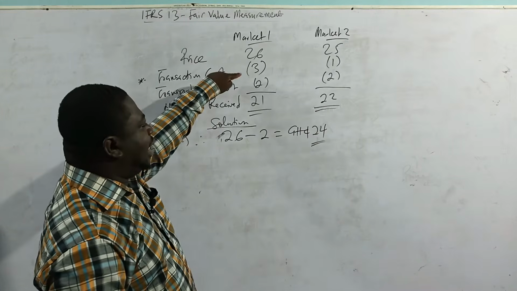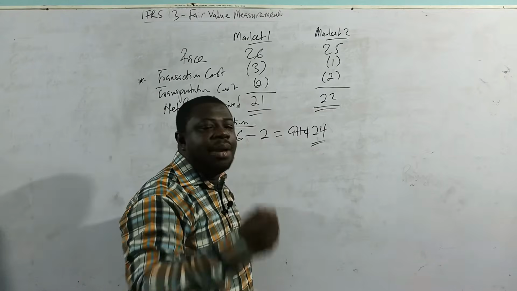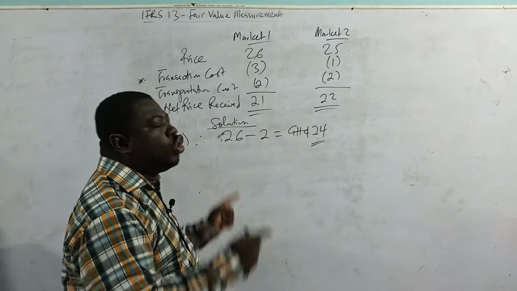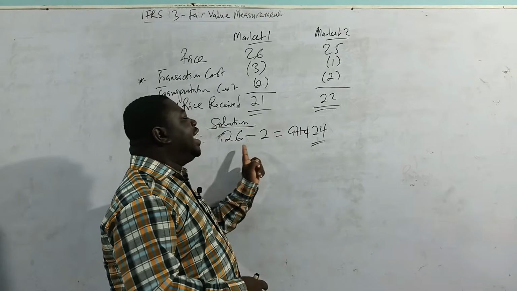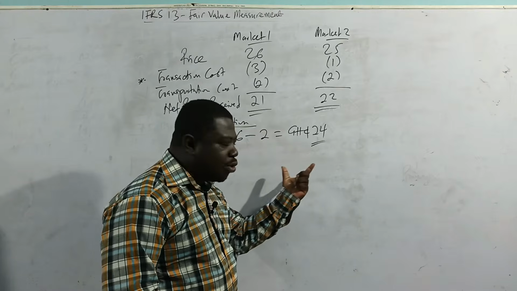Did you notice that I didn't take away the transaction cost? I only took away the transportation cost. Because IFRS 13 says that transaction cost should not be included in determining the fair value.